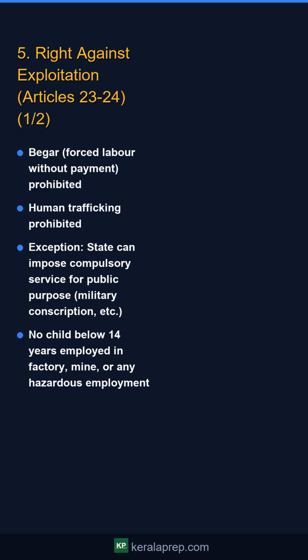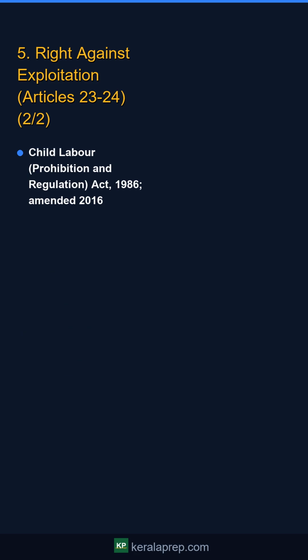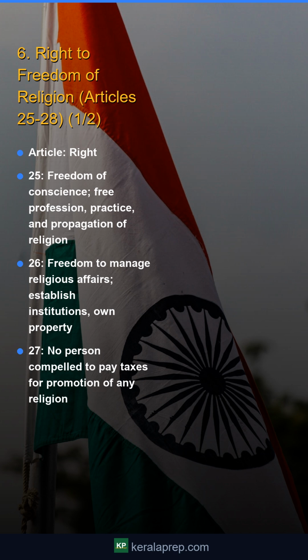Continuing 5. Right against exploitation. Child Labour, Prohibition and Regulation Act, 1986, amended 2016. 6. Right to freedom of religion, Articles 25 to 28. Article 25: Freedom of conscience, free profession, practice, and propagation of religion. 26: Freedom to manage religious affairs, establish institutions, own property. 27: No person compelled to pay taxes for promotion of any religion.